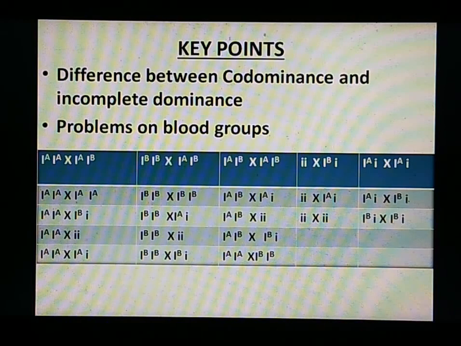So now we'll move on to key points. We should know the difference between codominance and incomplete dominance, and these are the various problems which can be asked for NEET as well as for the board exams. So try to solve all these crosses which I have mentioned here. No other crosses can be asked beyond this. So all these crosses you are supposed to solve. It will be very easy to understand. Okay, thank you so much.